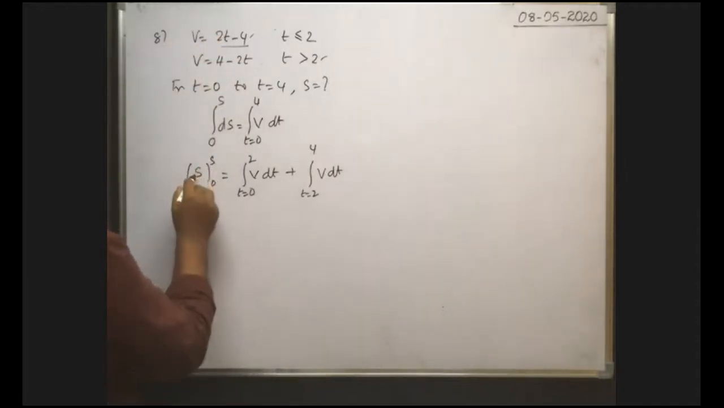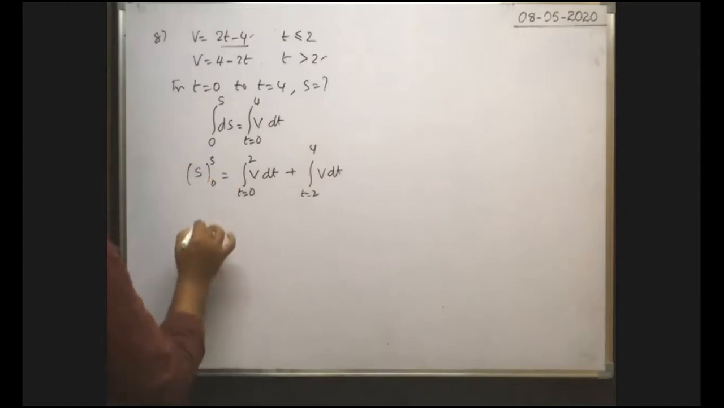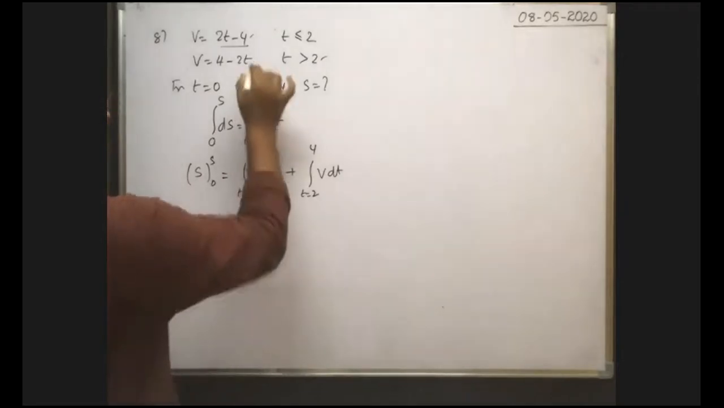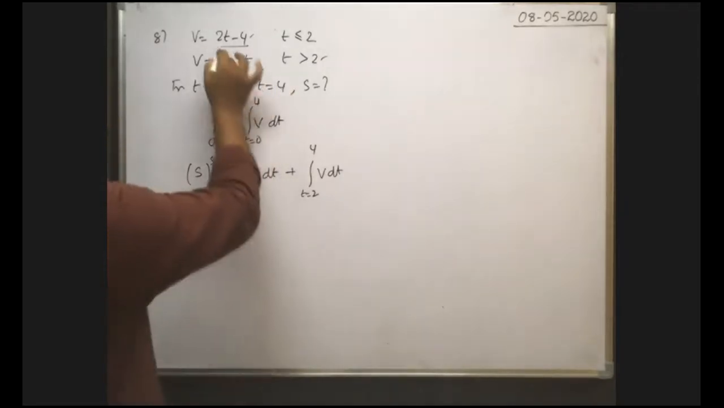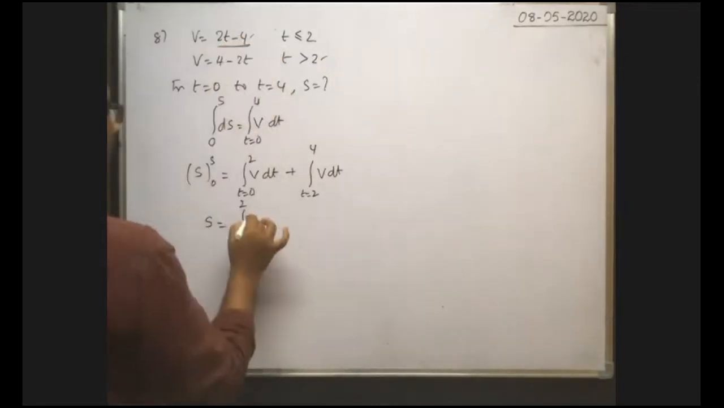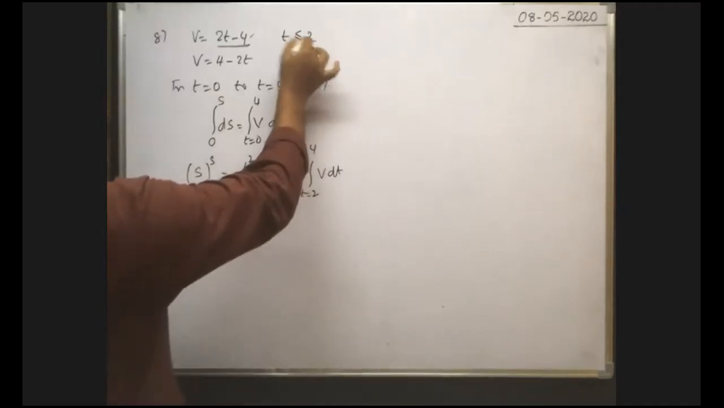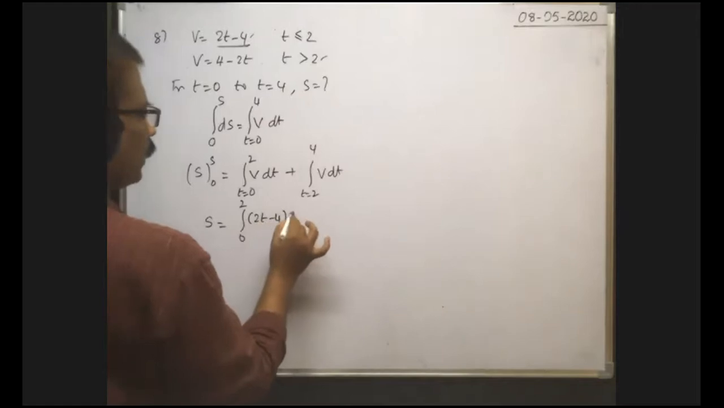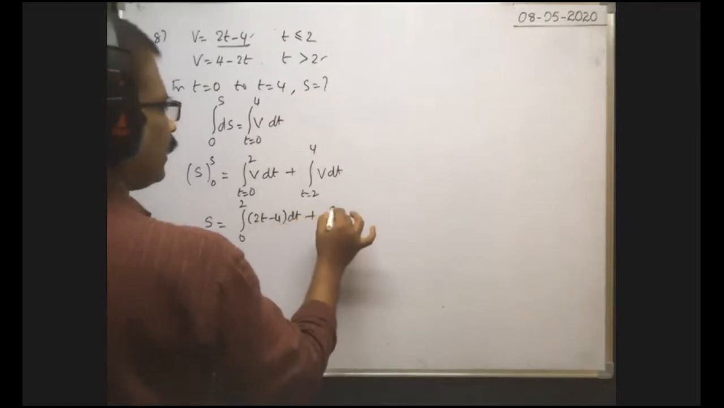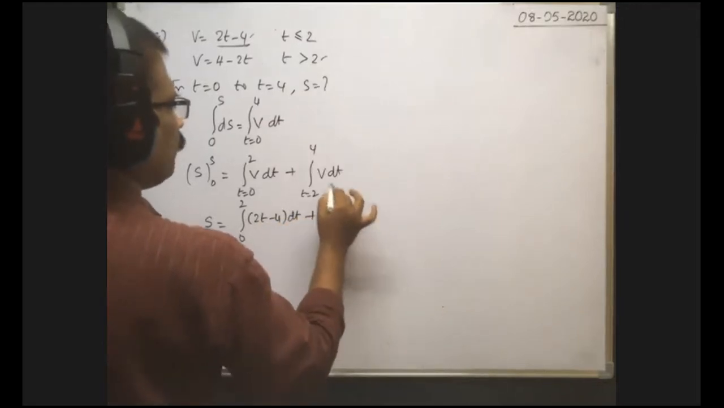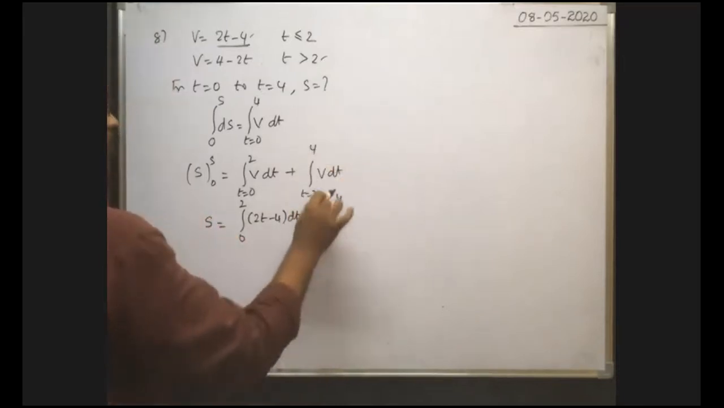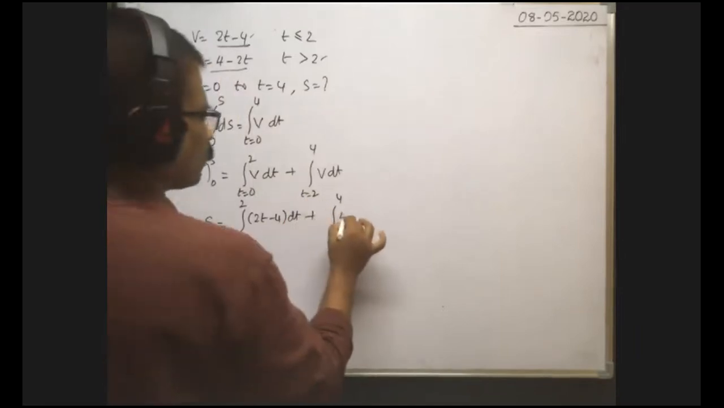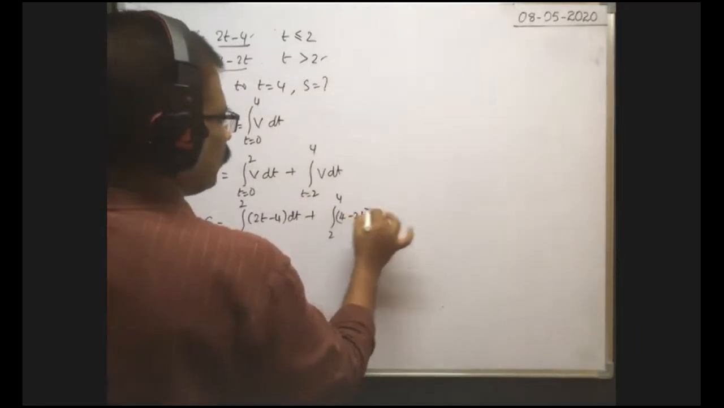So the integral of ds from 0 to s gives s only. s = integral from 0 to 2, where the time interval is from 0 to 2, so we substitute this formula, since whenever time is less than or equal to 2, velocity is this one: (2t - 4) dt, plus integral from 2 to 4 seconds, where the time is greater than 2 seconds, so we take this one: (4 - 2t) dt.